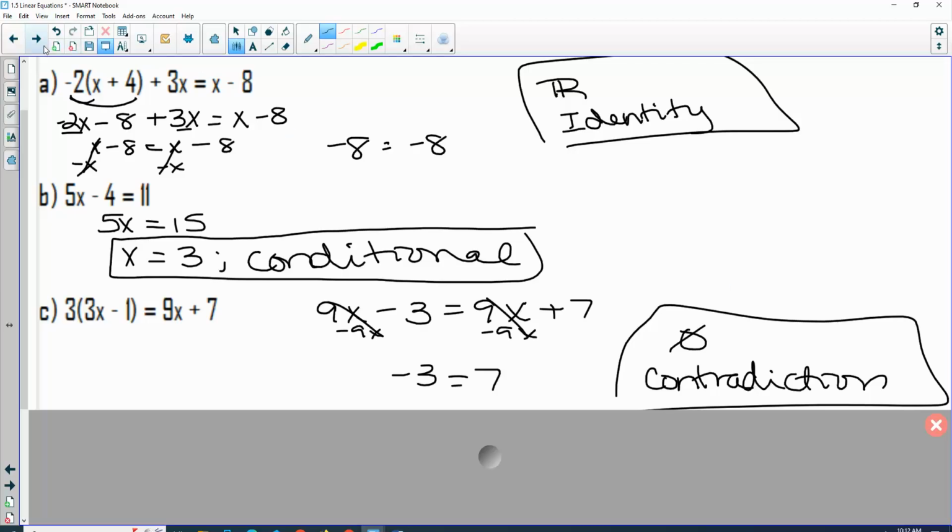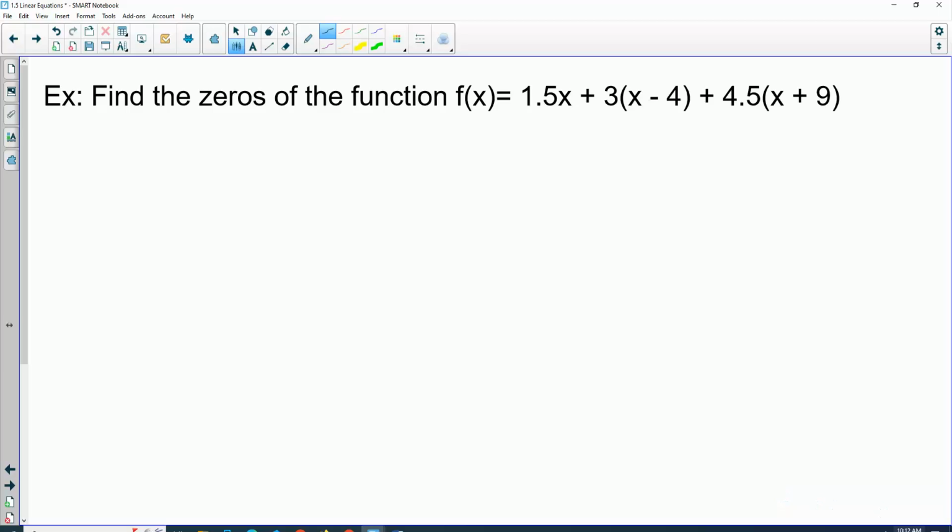Okay. Last problem. I want you guys to do this one. Find the zeros. So think back. We did one just a second ago. What's another word for x-intercept? It says find the x that makes your y 0.